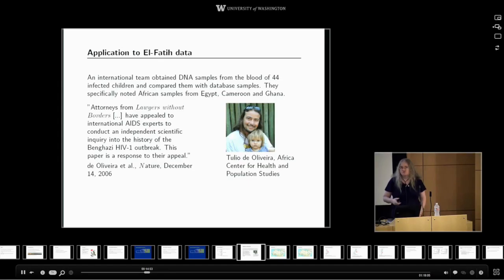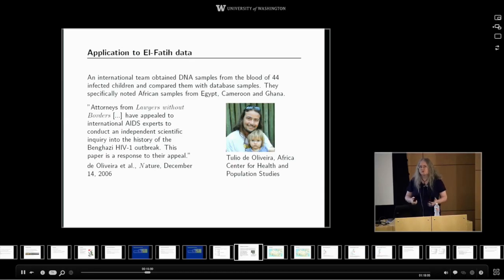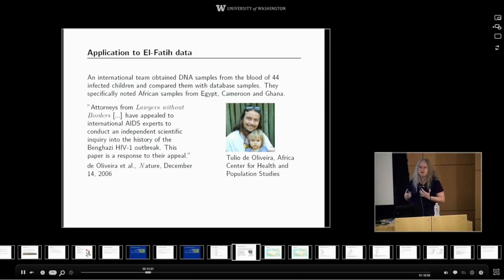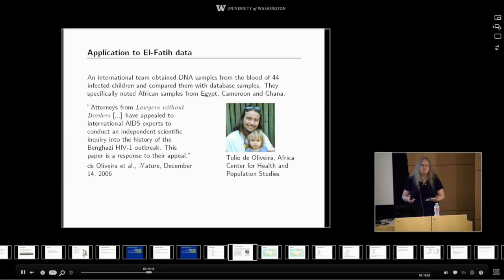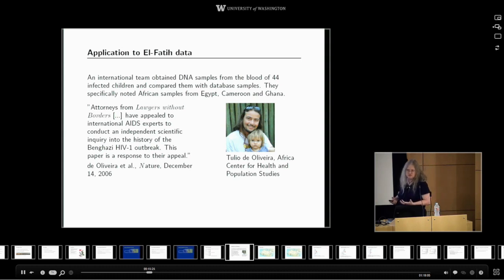An international team was very quickly pulled together to obtain DNA samples from the blood of 44 of the children who'd been brought to Europe for attempted treatment and study. And they compared them with the worldwide database of HIV samples, specifically noting African samples from Egypt, Cameroon, and Ghana. This is my acquaintance Tulia de Oliveira, who was the first author on the resulting paper. They were helped by Lawyers Without Borders, which is an association like Doctors Without Borders that tries to provide emergency legal assistance in situations like this.